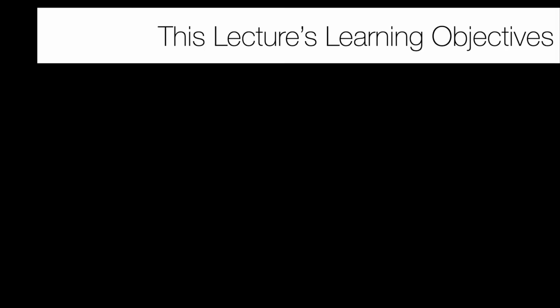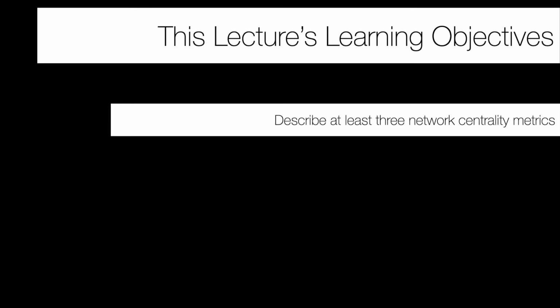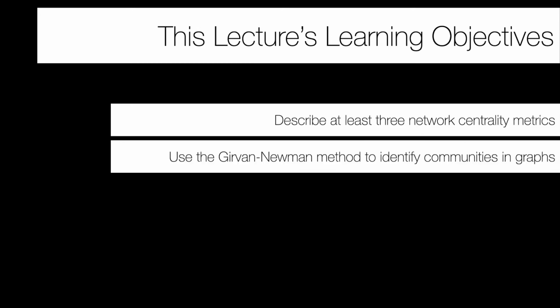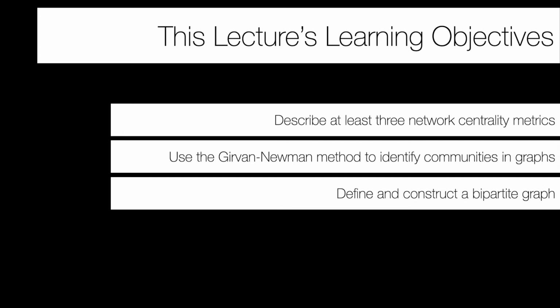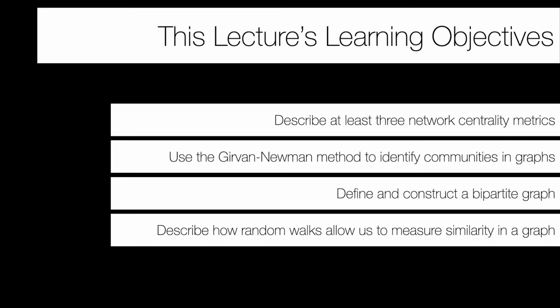So there are 4 main objectives for the lecture today. The first is to describe at least 3 network centrality metrics. I'll give you a number of them. Then using the betweenness centrality metric and the Girvan-Newman method to identify communities in graphs. You should then be able to construct bipartite graphs and then understand and describe how random walks, especially in bipartite graphs, give us a way to measure similarity of nodes in these graphs.